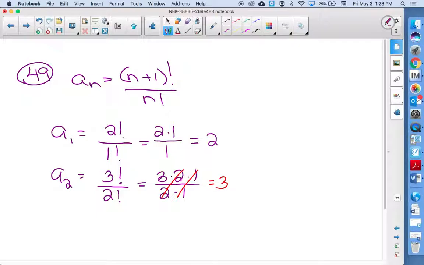And that pattern continues, just showing you one more. So 3 plus 1 is 4 factorial divided by 3 factorial.